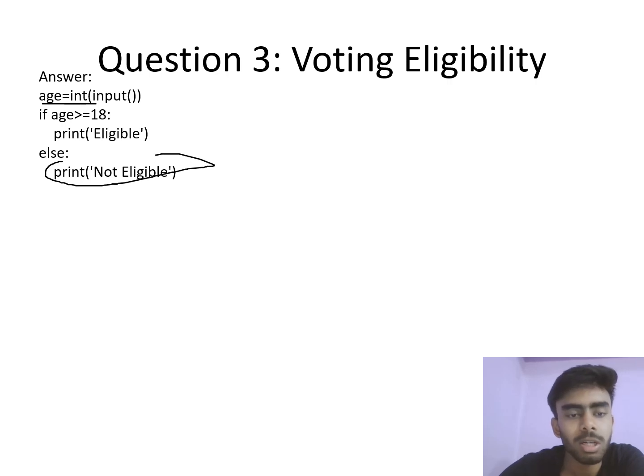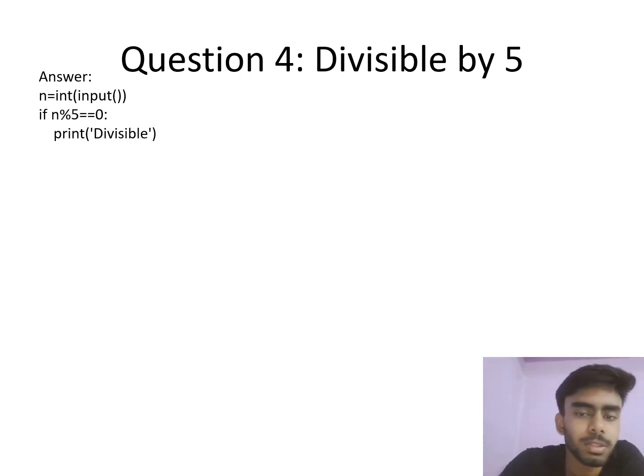If the person is not 18 or greater than 18, then he or she is not eligible for voting. Because in our Indian government and any other government also, you must be 18 or greater than 18. Then only you are eligible for voting. Now come to our next question.